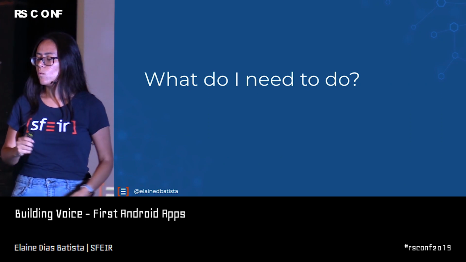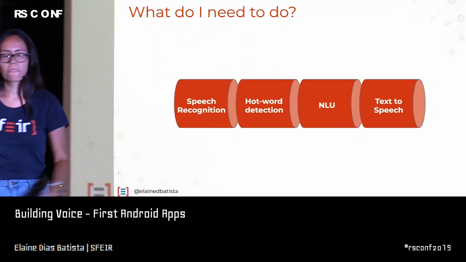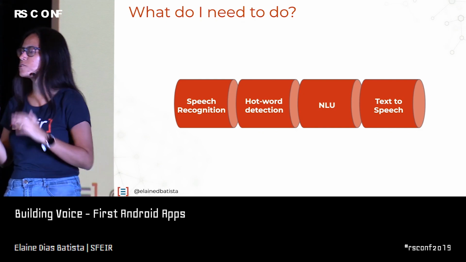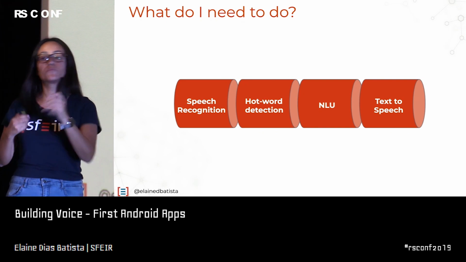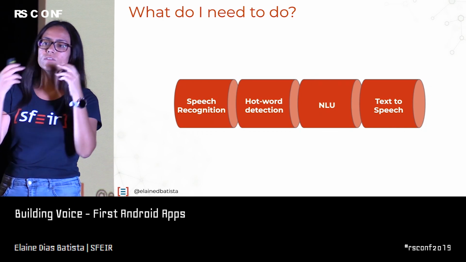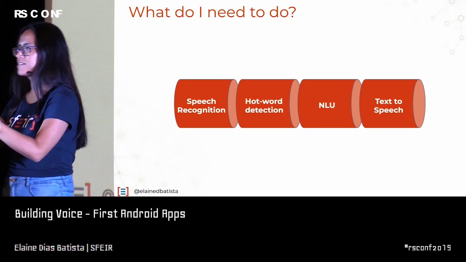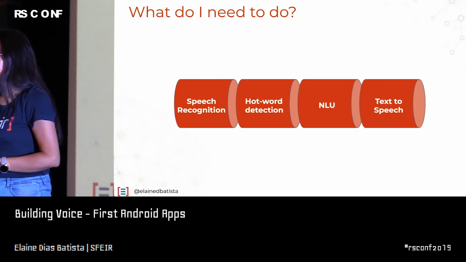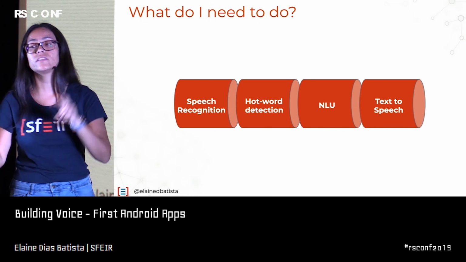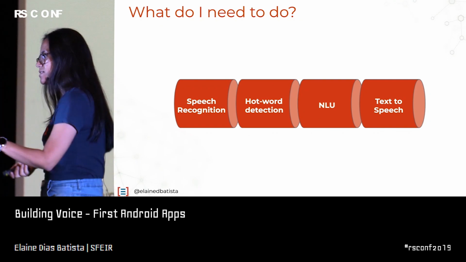So what do we need to do in order to integrate voice interactions inside an app? There are four steps that you have to do. The first one is the speech recognition. You have to have some kind of service that translates what the user said, the audio, into text. But before doing that, you have to actually start listening, doing the "Okay, Google", the Alexa, hot word detection. So you have that step too.